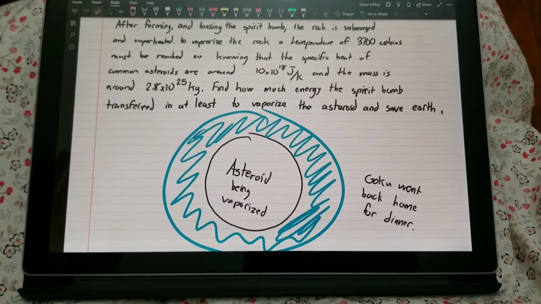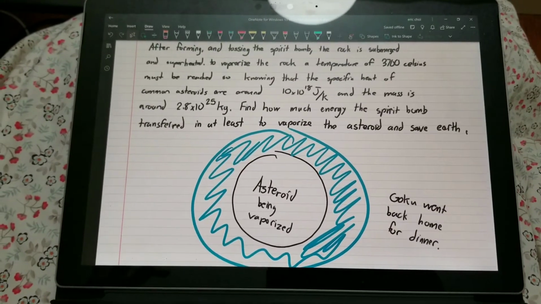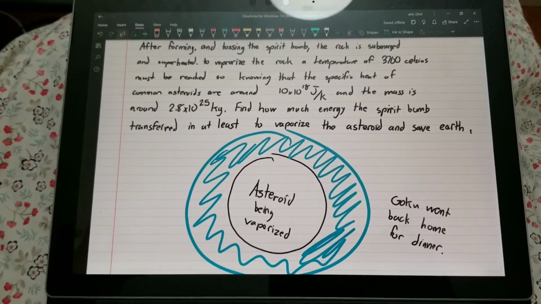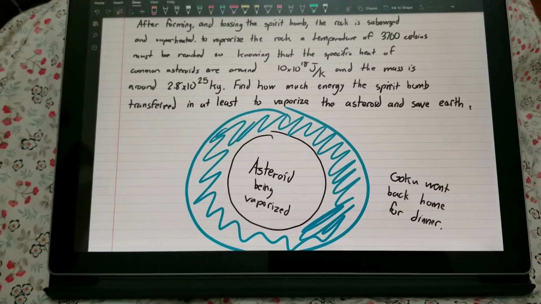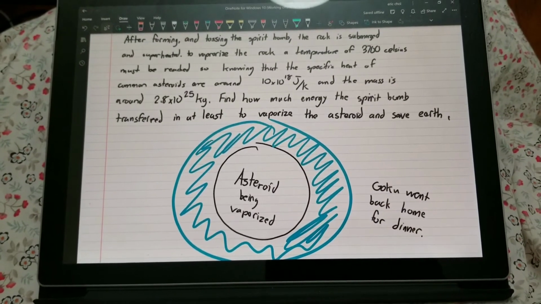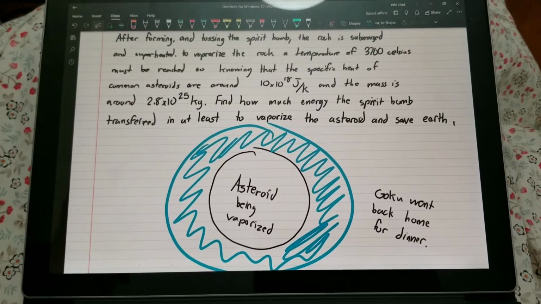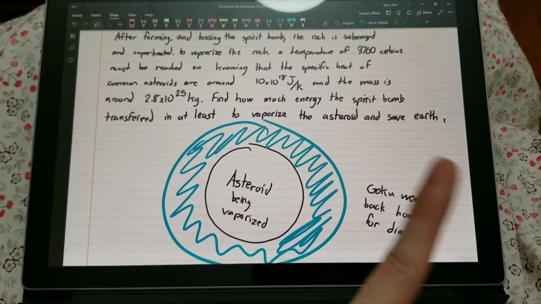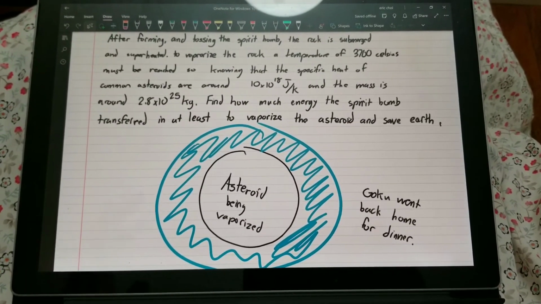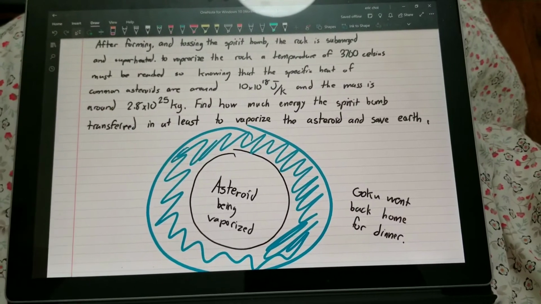So imagine, usually for rocks on Earth, a good estimate of the temperature needed to vaporize a rock is 3,700 degrees Celsius. So I'll be using that as the benchmark. And the specific heat of a common asteroid, according to Google, is about 10 times 10 to the 18 joules per K. And the mass of approximately 1/2 the size of the moon is about this much.